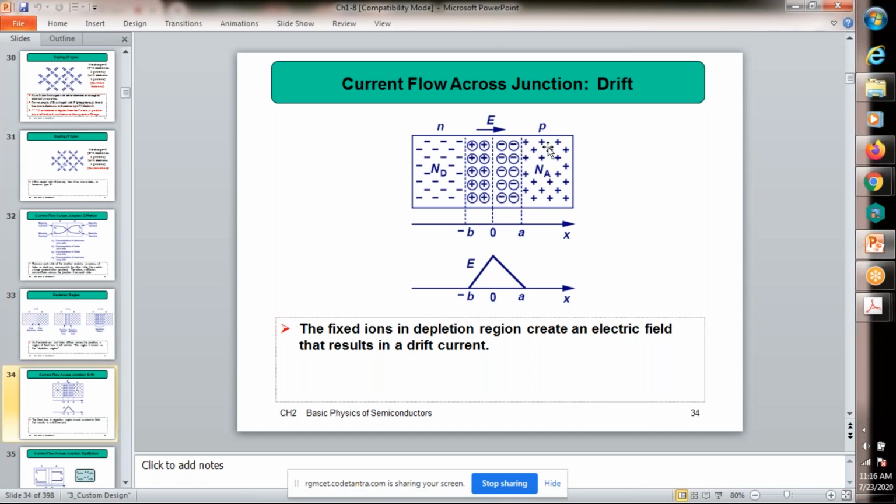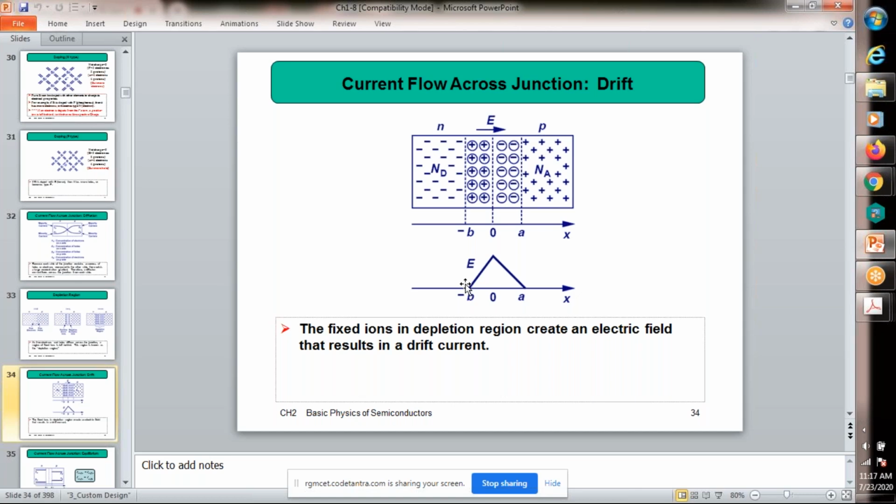How does it oppose? Observe here, holes are on the right-hand side. These holes try to diffuse into the n side, but there is a positive charge there; positive charge opposes positive charge, so they will not diffuse. Similarly, in the n side the majority carriers are electrons. These electrons diffuse into the p side. In the p side the opposition is the negative charge. Negative charge opposes negative charge. Like that, the drift current will stop the diffusion current.